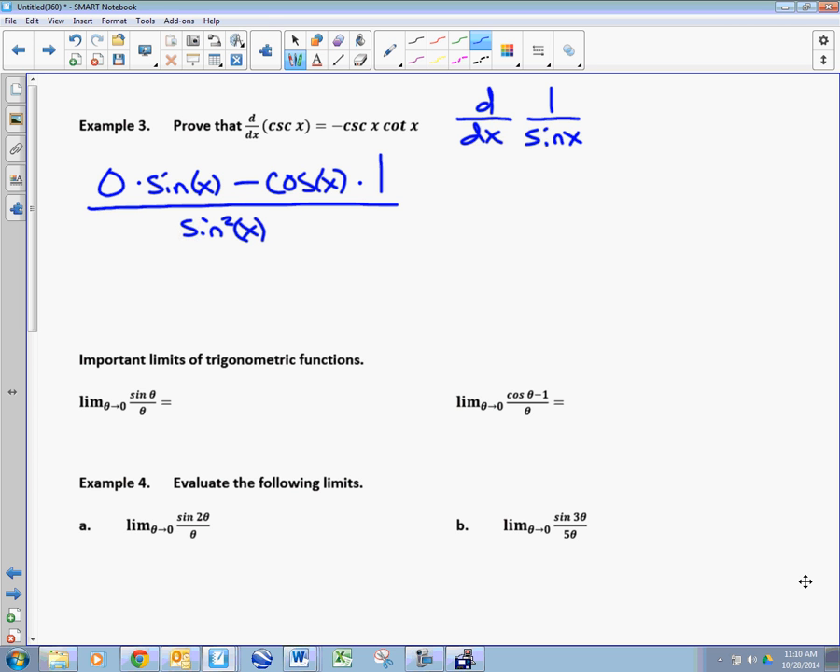Cosecant is the same as 1 over sine. So I rewrote it as something that I knew. I know the derivative of sine, so that's why I used that. What's 0 times sine? 0. So I'm left with negative cosine of x divided by sine squared of x.